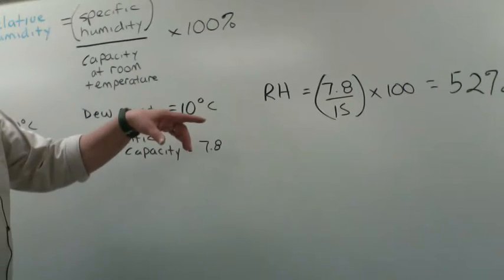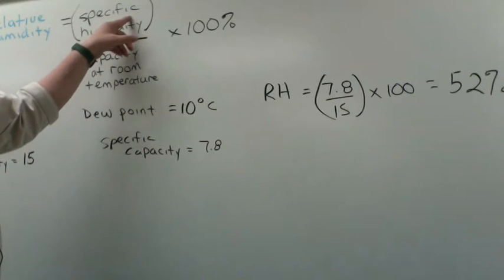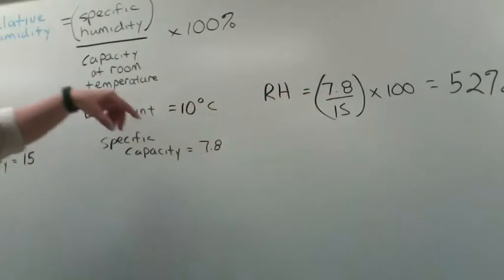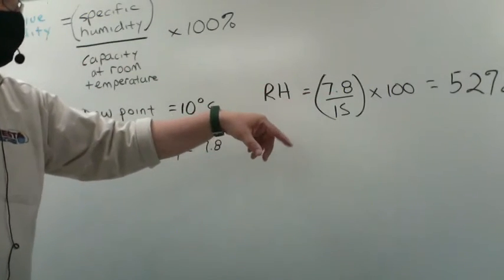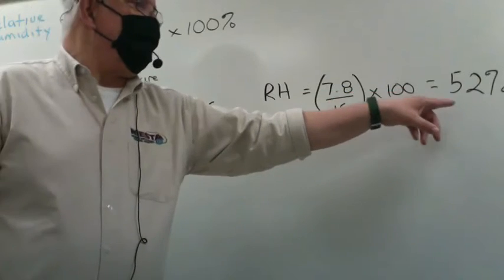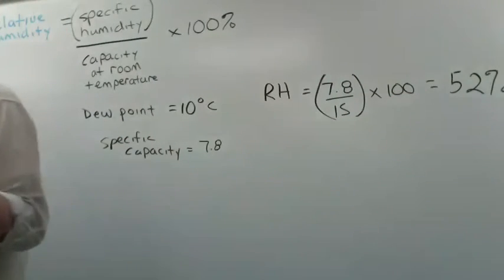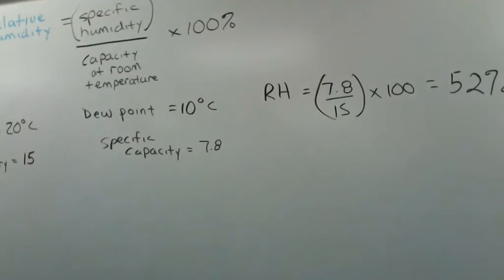You plug it into the equation here. Specific humidity was 7.8. The capacity at room temperature was 15. You divide them, multiply that times 100. You wind up with 52% relative humidity in this example. It's going to be different numbers, but the same kind of process. I'll give you the values you need. You just have to plug and chug on the equation and get an answer. Hopefully the right one.